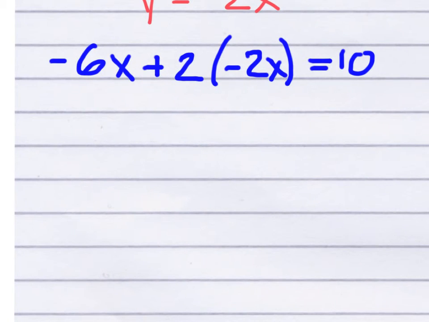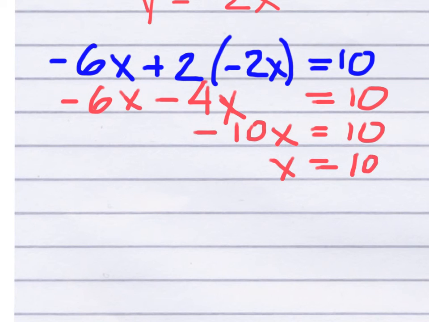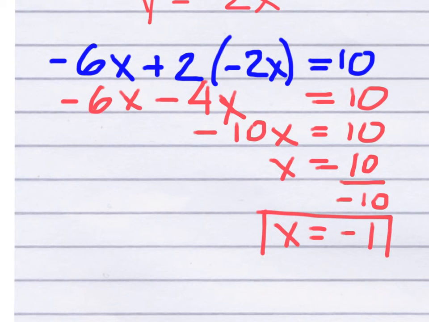So that's a negative 6x plus 2, or not 2, actually that's going to be a minus 4x. So negative 6x minus 4x equals 10. That's a negative 10x equals 10. Divide 10 by negative 10 to get x equals negative 1.